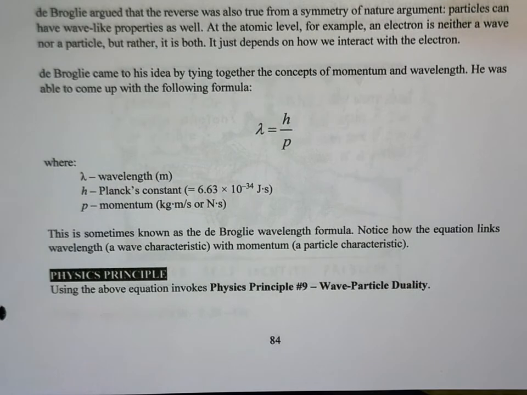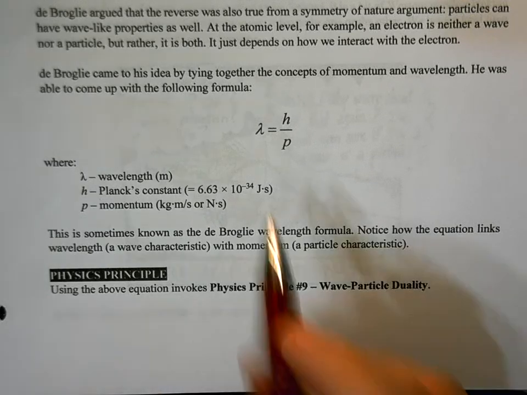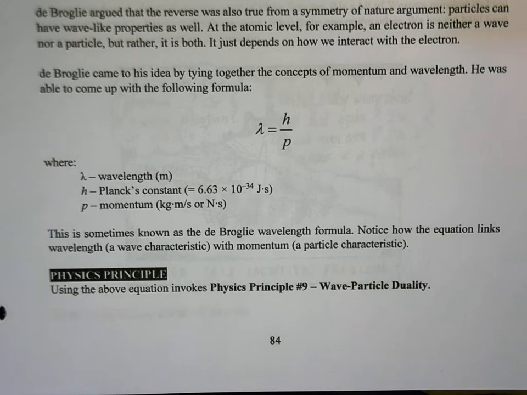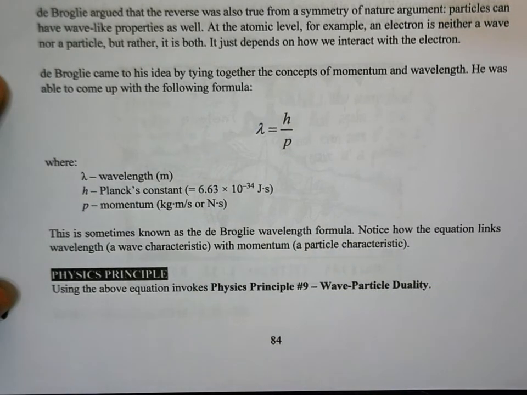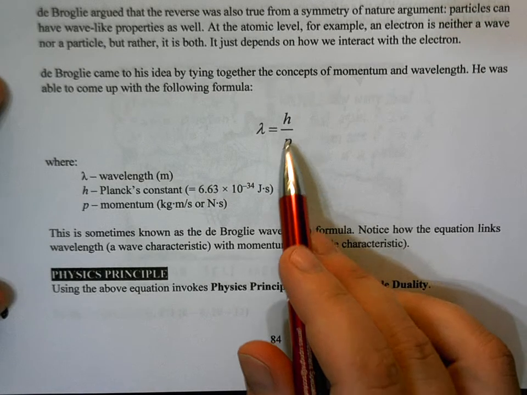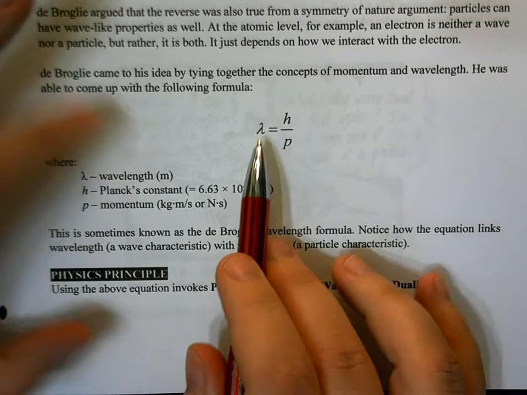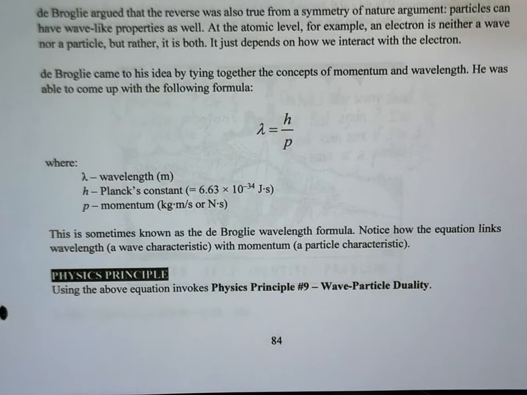So de Broglie took this idea of wave-particle duality and he wanted to relate particle properties with wave properties. So he came up with this formula, lambda equals h over p. This is referred to as the de Broglie wavelength formula. And again, it relates wave and particle properties because wavelength is something we generally associate with waves, and momentum is something that we associate with particles. So we have wave and particle characteristics joined together.